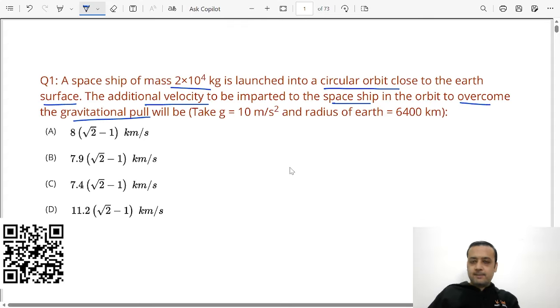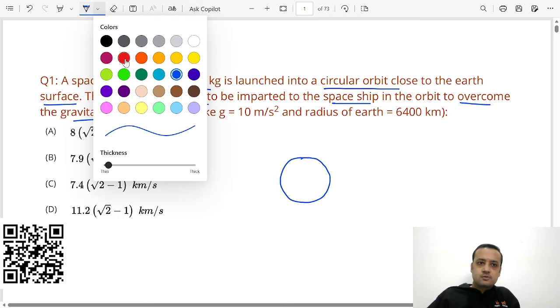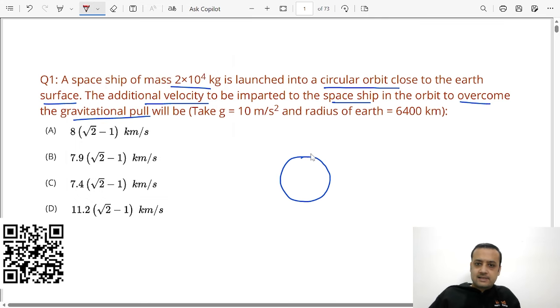Now, basically the idea here is that suppose this is the Earth. You are launching the satellite very close to the Earth. That means the orbital radius will be nearly equal to the radius of the Earth. So it's like this red colored orbit, as you can see, which is very, very close to the surface of the Earth. In this orbit, the satellite is revolving.